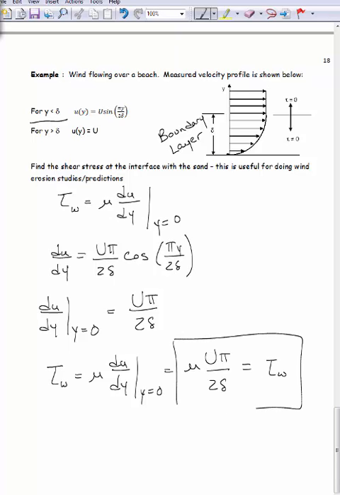Be careful. Don't plug y equals 0 into the original velocity equation, because that would make the derivative 0 when it really isn't 0. Just because u is 0 doesn't mean its derivative is 0 there. So you've got to take the derivative first.